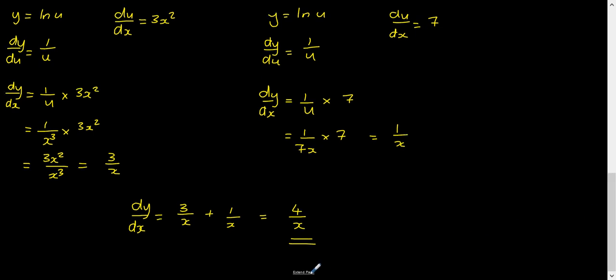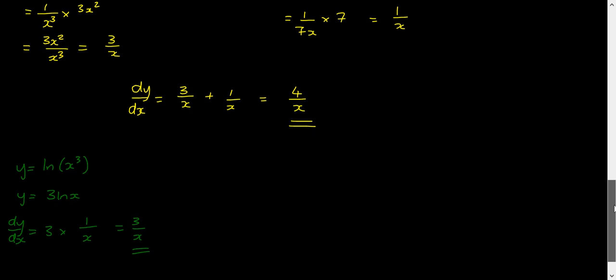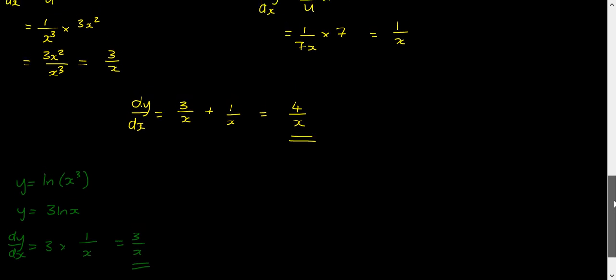Now, the quick way that I was referring to earlier about this y equals natural log of x cubed, what we can actually do here is just say that's 3 times natural log of x, okay? And then dy by dx is just 3 multiplied by 1 over x, which is our 3 over x. Now that is a far faster way of differentiating that when you remember your laws of logs. But you can do it both ways, okay? The chain rule works, and so does using laws of logs.